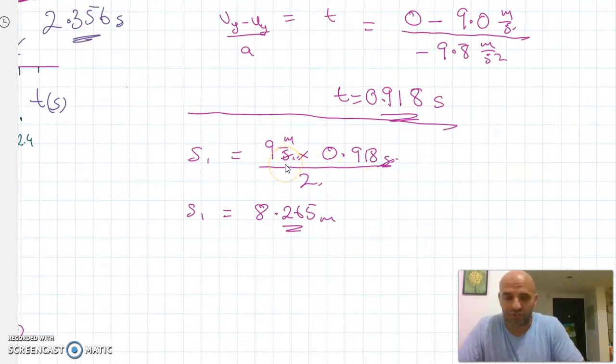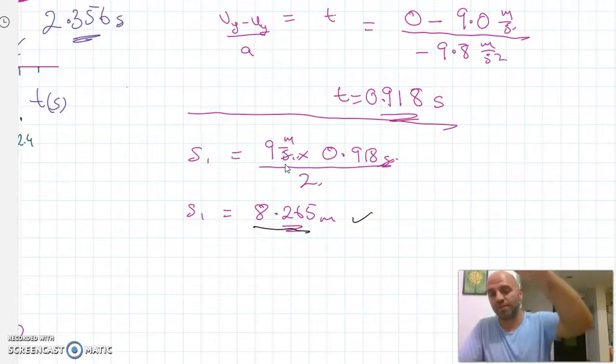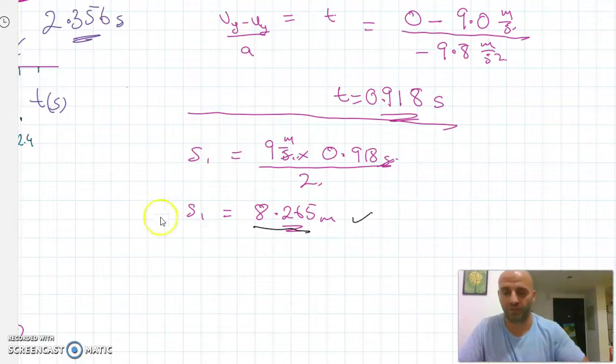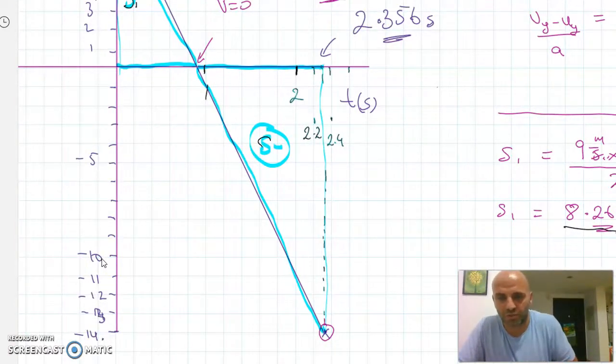And divided by 2 because it's a triangle, and that works out to be 8.265 meters. So that's S1, the total distance up that the cannonball flew. The next thing I'll look at now is what's S2 going to be here? S2. In other words, how far down is it going to go?